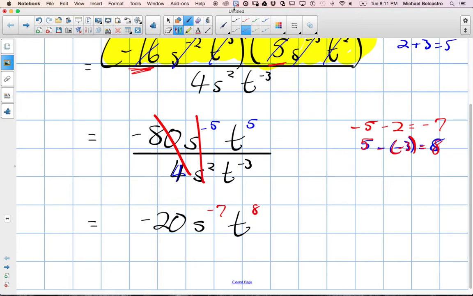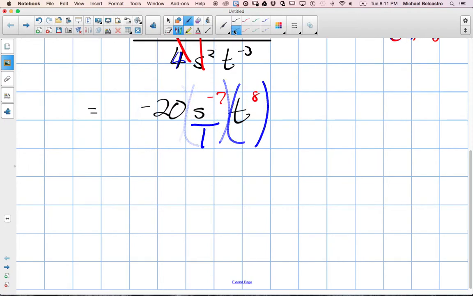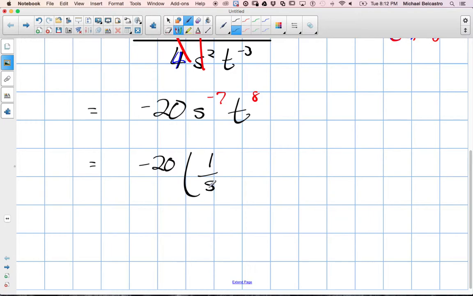Now, sometimes the teacher will tell you to make sure everything is a positive exponent, which would be a problem here because our s is not a positive exponent. But we know we can turn a negative exponent into a positive exponent by doing this. Think of them like this, and I put a pair of brackets. If it really gets confusing, you can isolate every single thing by putting a set of brackets around it. So let's change this. This is a fraction over 1, so I still have negative 20. And to make that a positive, I go 1 over s to the power of 7, times t to the 8.